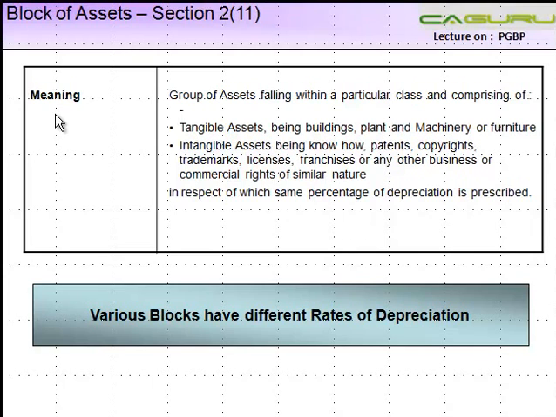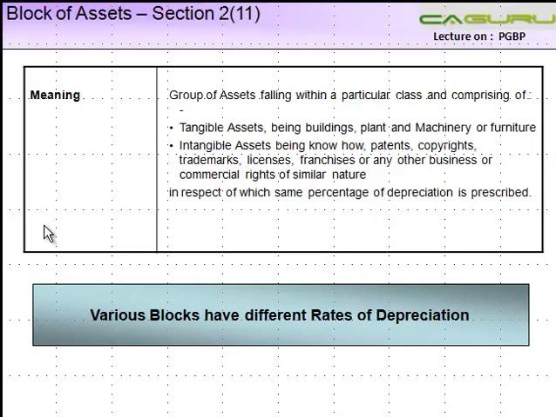Block of assets, section 2, subsection 11. Now, we've discussed in the past that depreciation is one of the important things for every business. Why? Because depreciation is allowed as a deduction against your taxable income, right? Now, depreciation is allowed on various assets, right?